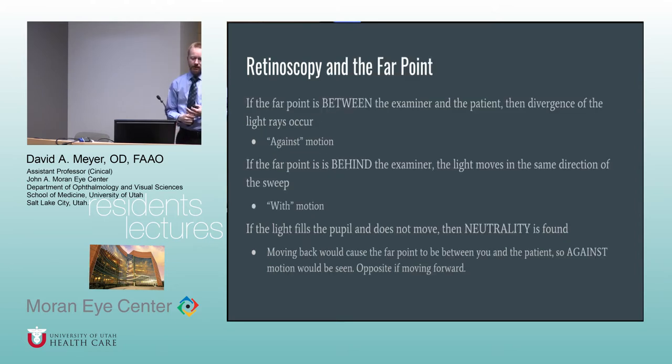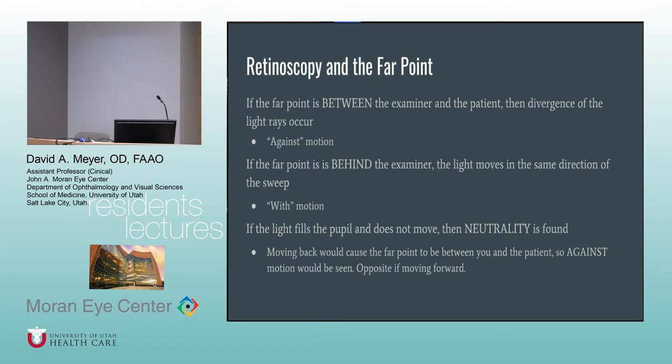If the far point is between me and the patient, so the patient's far point is between us, then when I do retinoscopy, I'm going to see against motion. I'm going to shine that light and it'll go against the motion that I'm doing. If the far point is behind me, then the light moves in the direction of the sweep, meaning I'm going to see with motion. You'll see that with hyperopes and emmetropes.